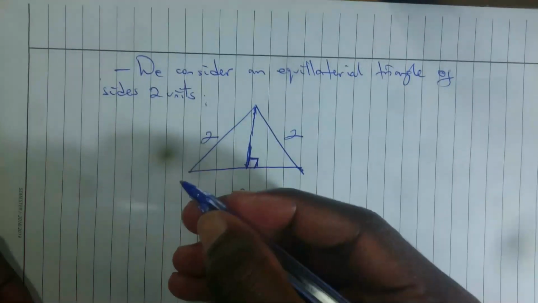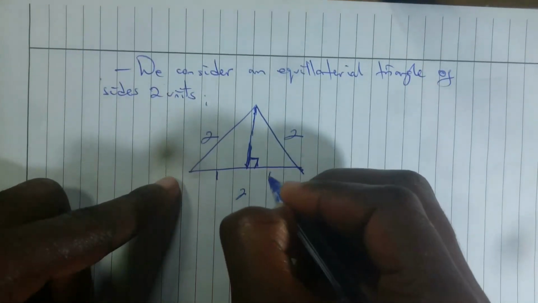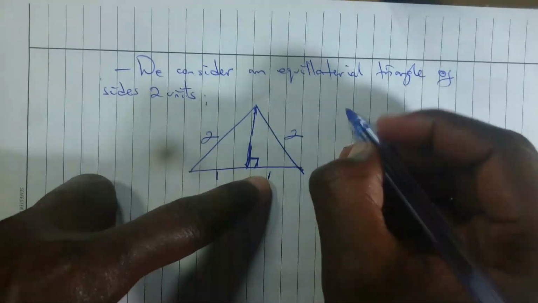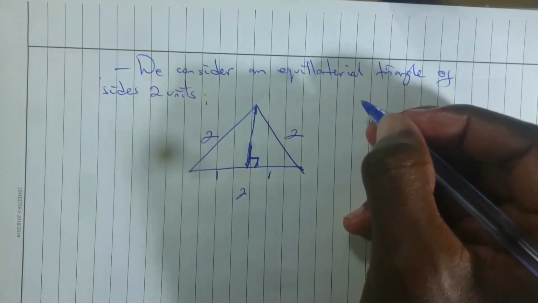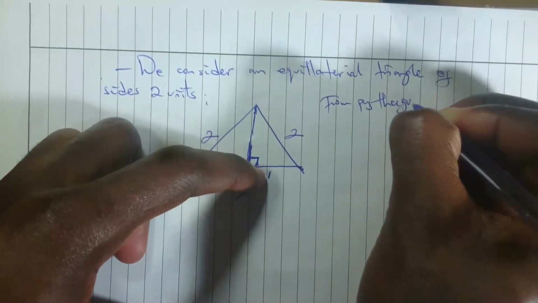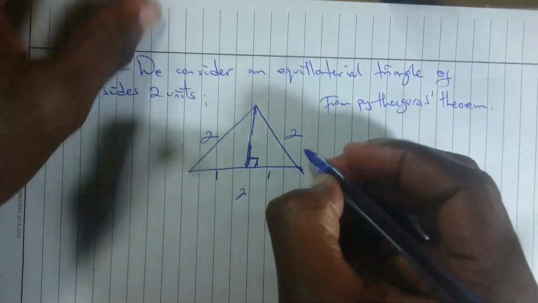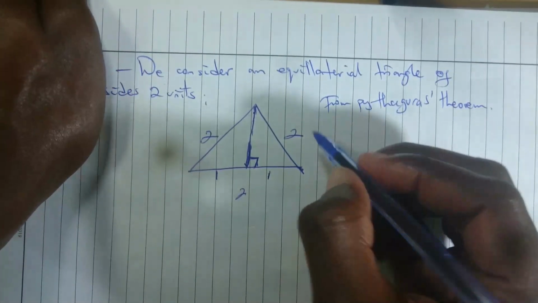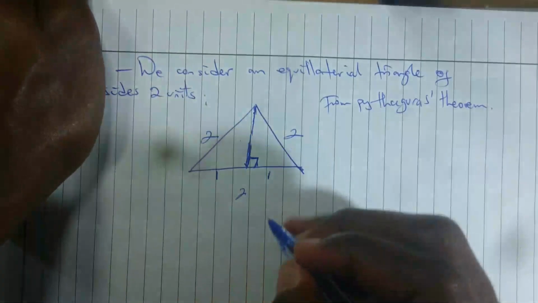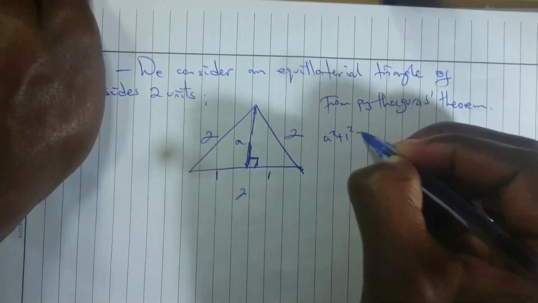Now, if this perpendicular divides the base into 2, that means this side is 1 unit, and here is also 1 unit. Let's try to get our height. From Pythagoras theorem, for us to get this, this squared plus this squared must give us that squared. Let me say this side is a, so a squared plus 1 squared should give us 2 squared.